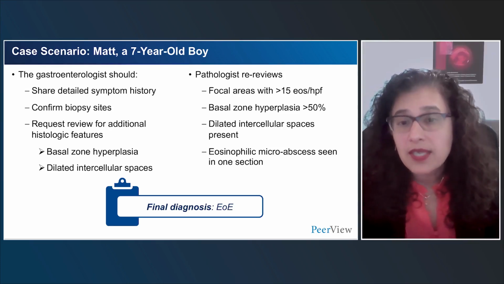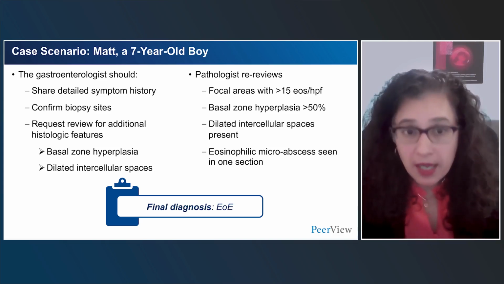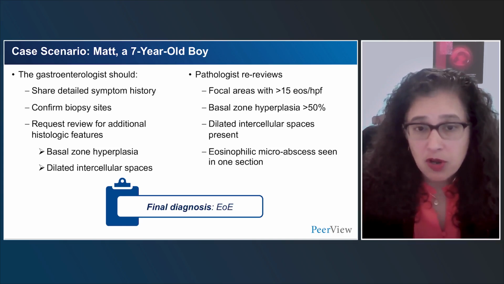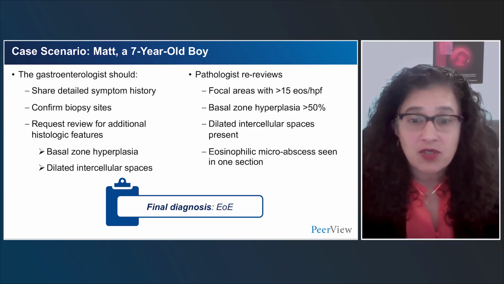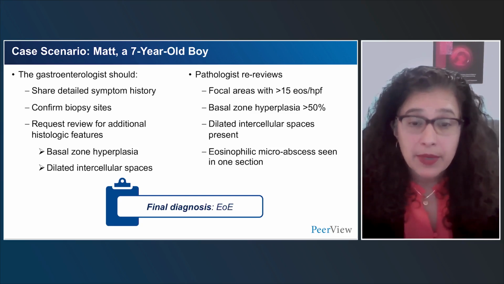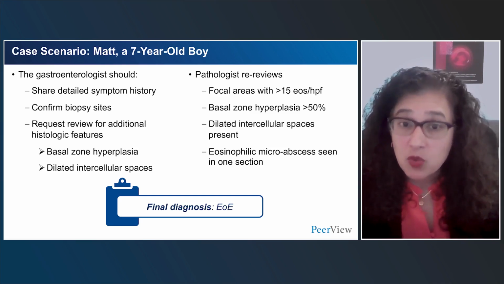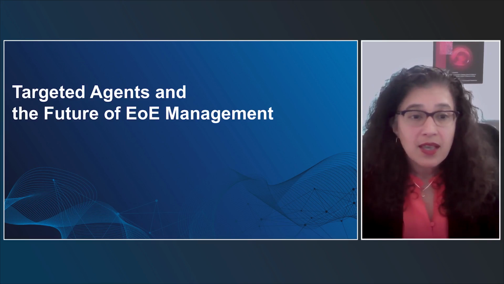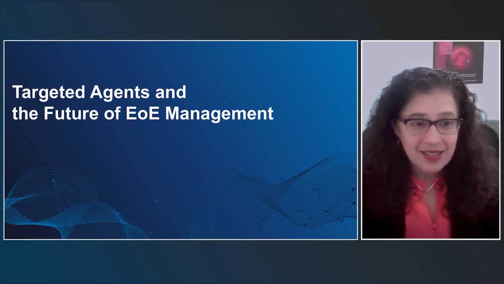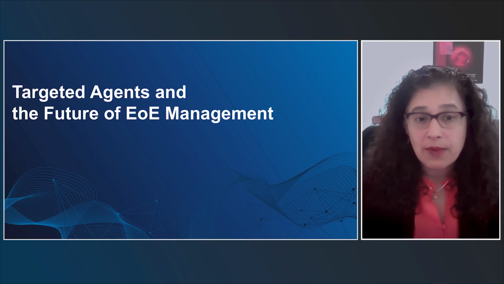Exactly. So all of these things really highlight the importance of discussion and collaboration between the gastroenterologist and the pathologist, particularly in these areas where the diagnosis may be a little bit muddy. But after that discussion in this clinical scenario, the diagnosis was made of EoE. So we'll move on now to our last segment, which is targeted agents and the future of EoE management.